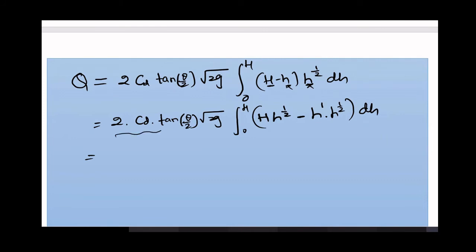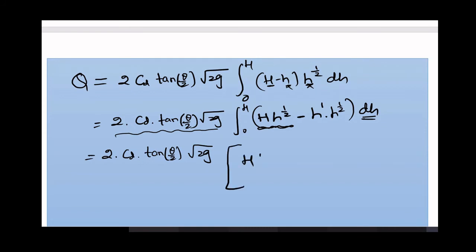And then these terms will be as they are. We are not going to change any terms of these constants, square root of 2g. Now try to integrate this term, h into h to the power of 1 by 2, with respect to dh. What will we get after integration? H to the power of 1 by 2 plus 1 divided by 1 by 2 plus 1, minus again h to the power of 1 plus 1 by 2.